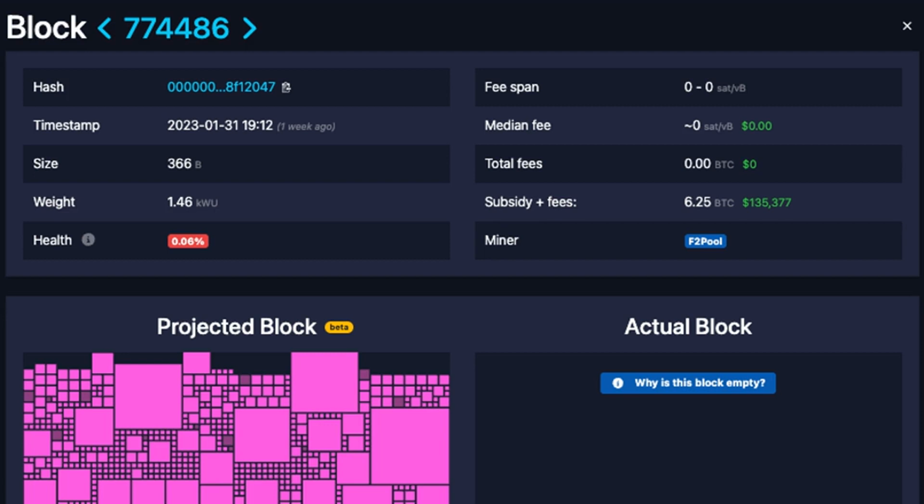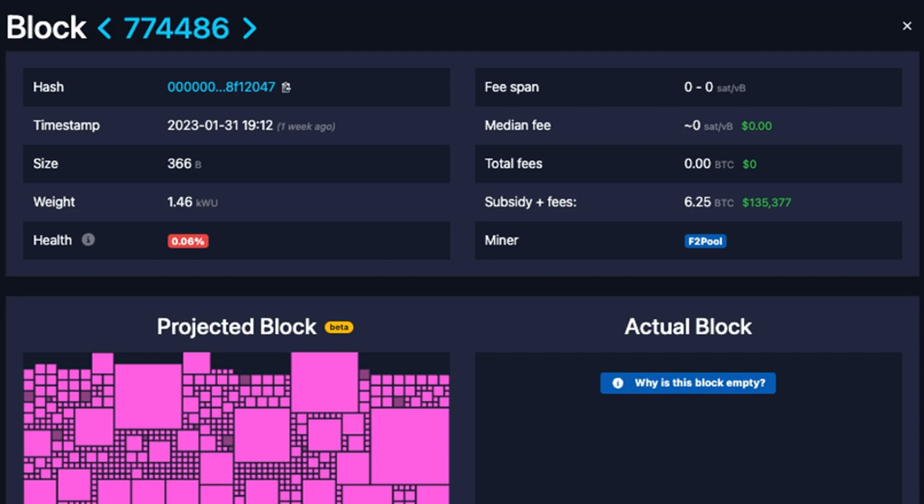Bitcoin, BTC, is known for its robustness, security and predictability. Every 10 minutes on average the blockchain produces a new block and the successful miner earns a block reward of 6.25 BTC, circa $130,000. However, every once in a while, the Bitcoin blockchain surprises observers and participants.